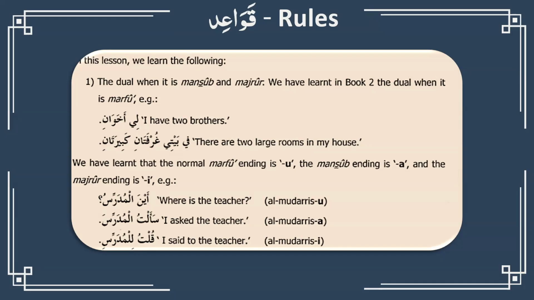For example, ayn al-mudarrisu, where is the teacher? The mudarrisu is ending with a u, so this is your marfu. And sa'altul mudarrisa, this is the mansoob. So I'm saying I asked the teacher. And then qultu lil mudarrisi, because we have the lam over here, so there is a relation. I'm saying I said to the teacher. It's going to end with an e sound.